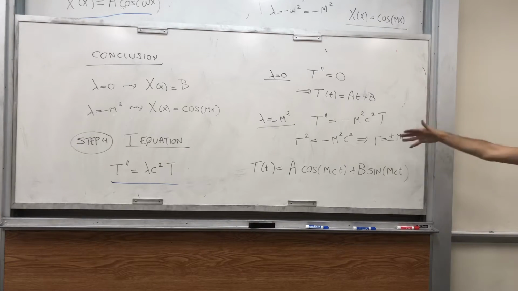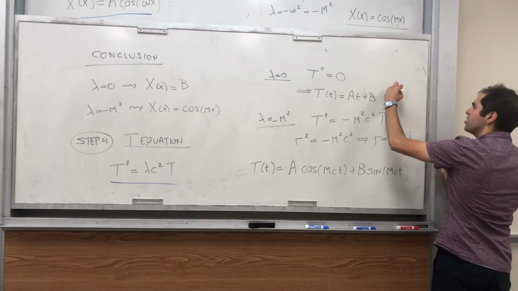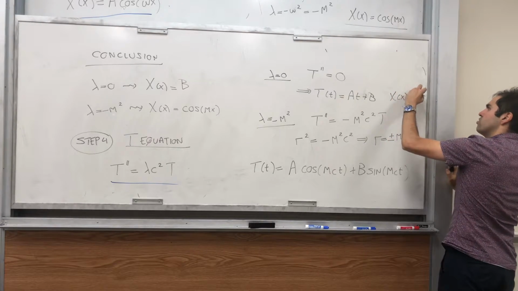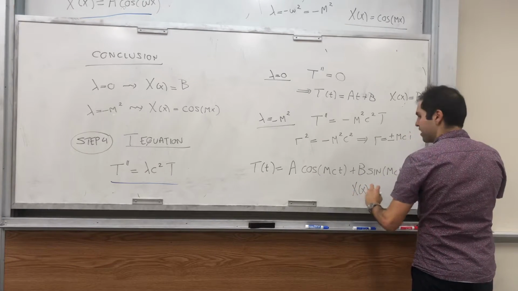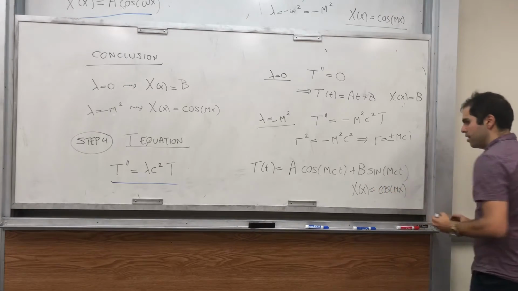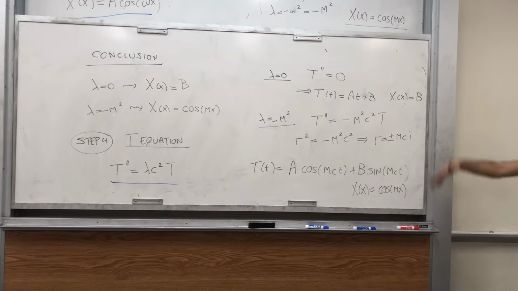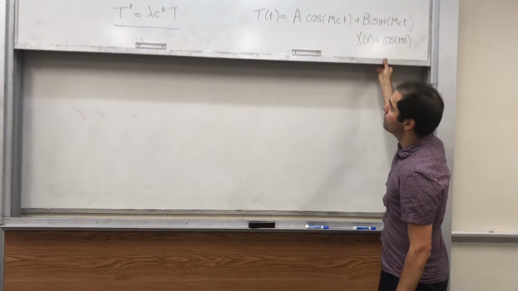That's good. So you have solutions, right? And I'd like to remind you, for lambda equals 0, X of x was just some constant. For lambda negative, X of x was cosine mx. So all you need to do is just take linear combos of those. So that's step 5.